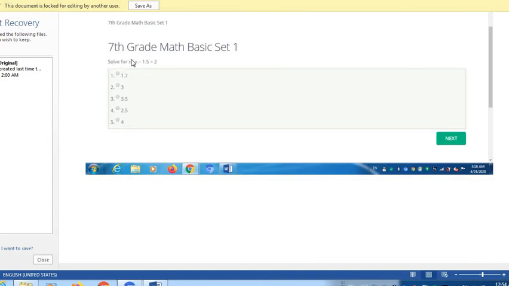Solve for x such that x minus 1.5 equals 2. So I want to get rid of the numbers with x, and I want to isolate x. So here x minus 1.5, the 1.5 will go to the other side, it's negative, we change signs, so it will be 2 plus 1.5, it gives you 3.5, so x equals 3.5.